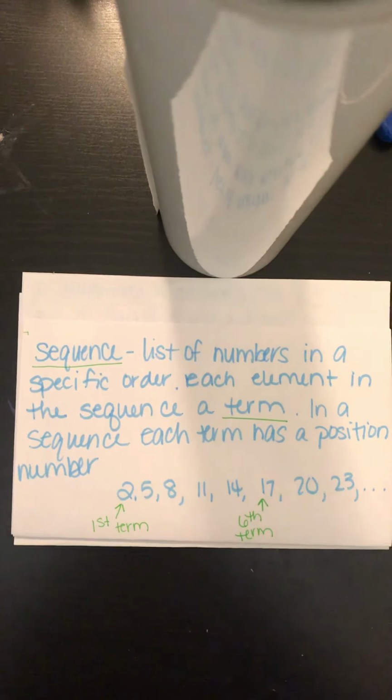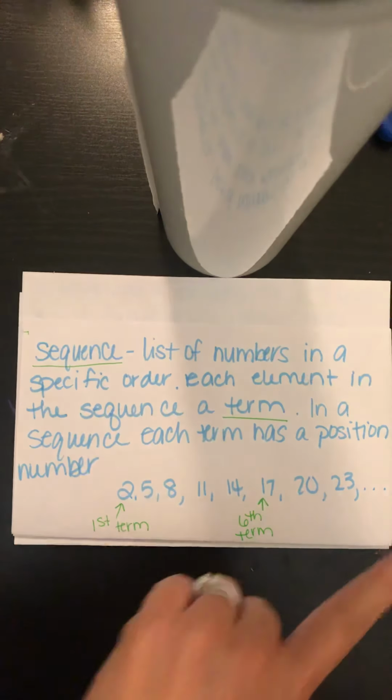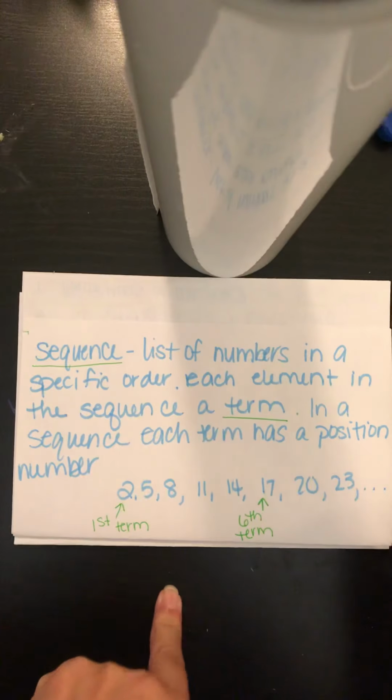Okay, so our second video for this week is on sequences. A sequence is a list of numbers in a specific order. Each element in the sequence is a term. In a sequence, each term has a position number. So looking at my sequence, these dots tell me it continues on.